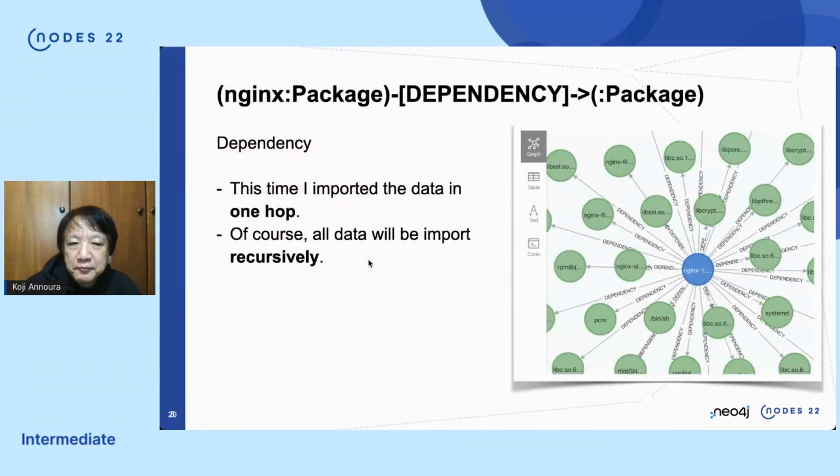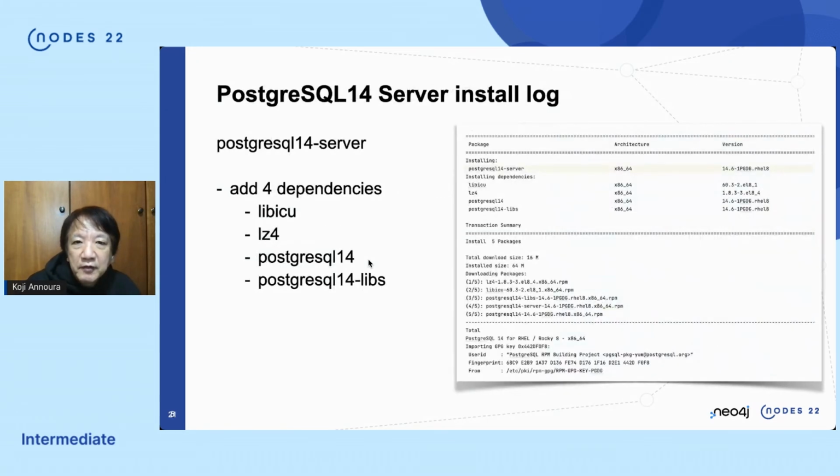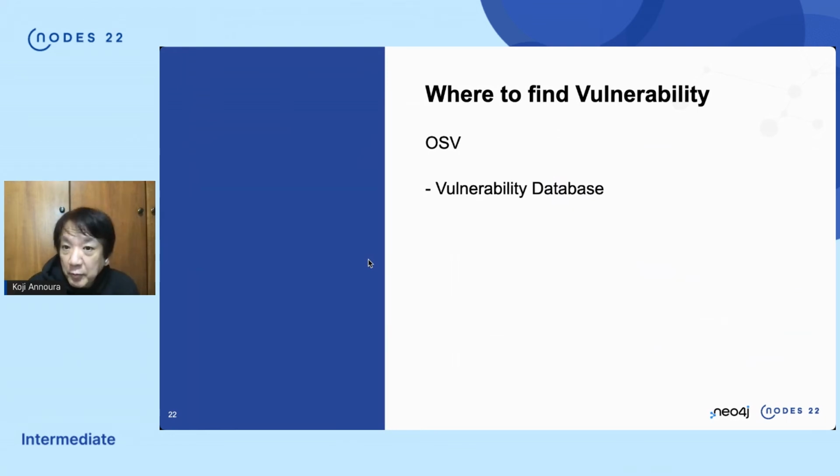Okay, I got a dependency, a version of some component, some package. Okay, and next, I'm looking for vulnerability from package version, package name. Okay, OSV, I choose OSV this time.